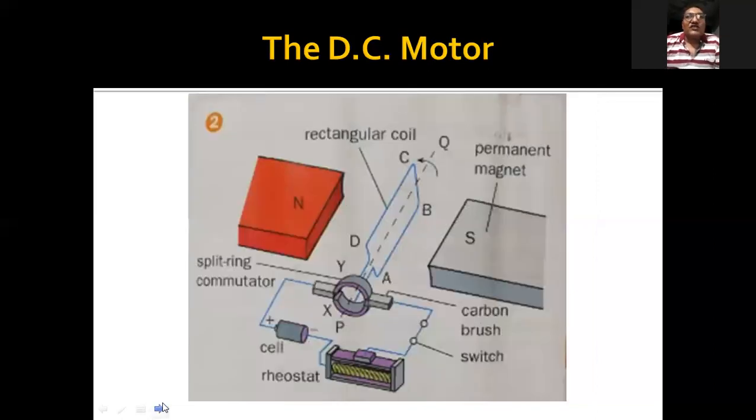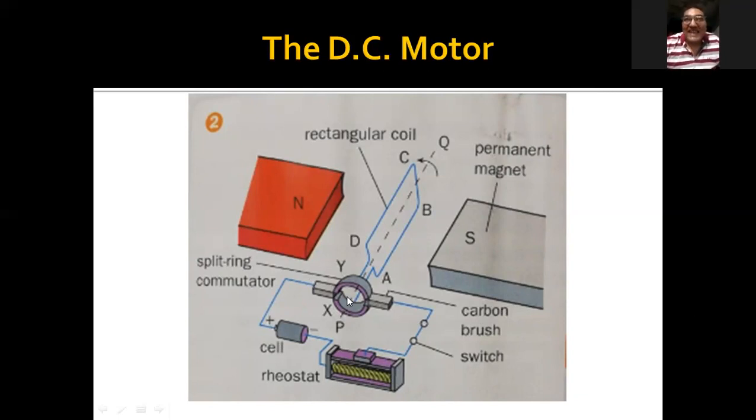When the coil is rotating in the anti-clockwise manner, the coil will become vertical. When the coil becomes vertical, you see the CD will come on the top and the AB will be in the bottom. The coil is now in the vertical position. This ring was permanently welded with the CD side, and this X ring was permanently welded with the AB side. So you can see they are rotating with the coil.